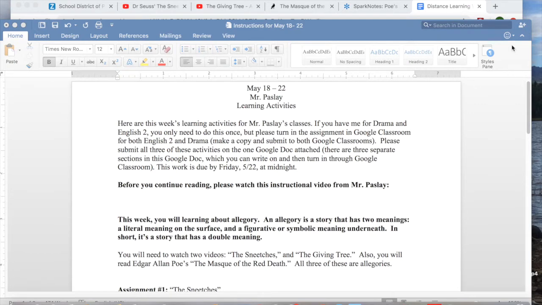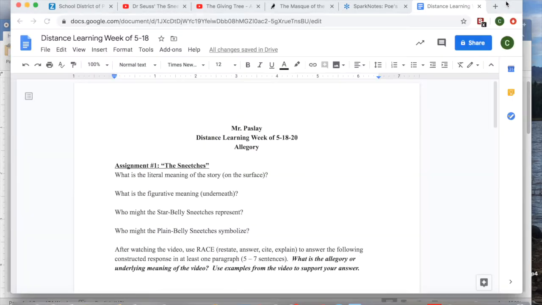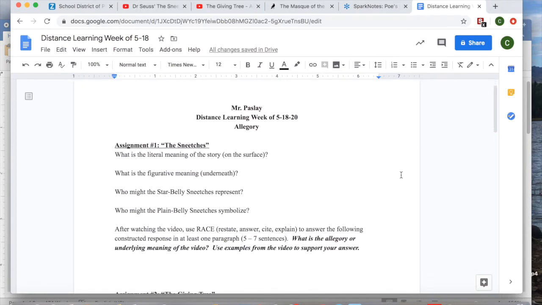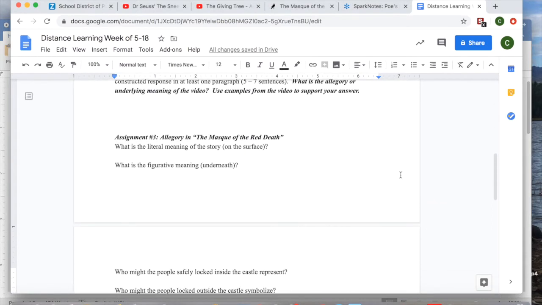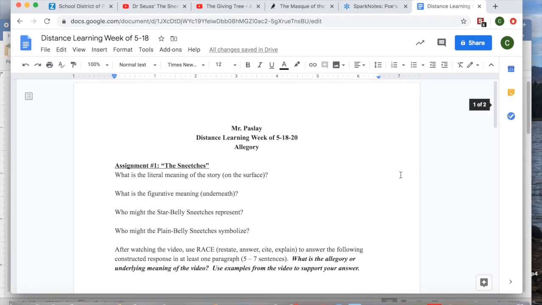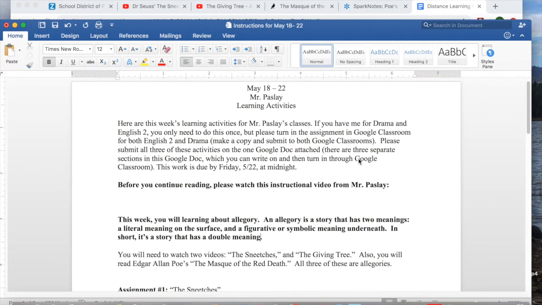All right, so just to show you what the Google Doc looks like, this is the Google Doc. As I said, it's already a Google Doc. You don't have to convert it. You're just going to write right on this. There's only 3 assignments this week. There's not 4 or 5, so it's a little bit less than the couple of past weeks.